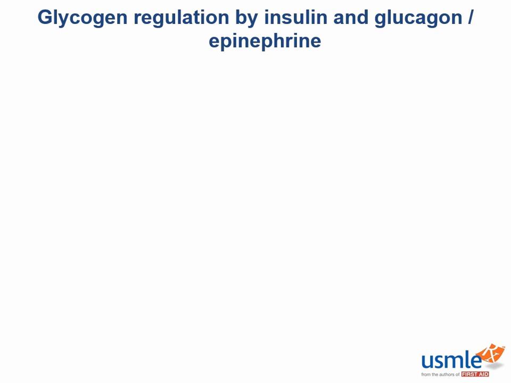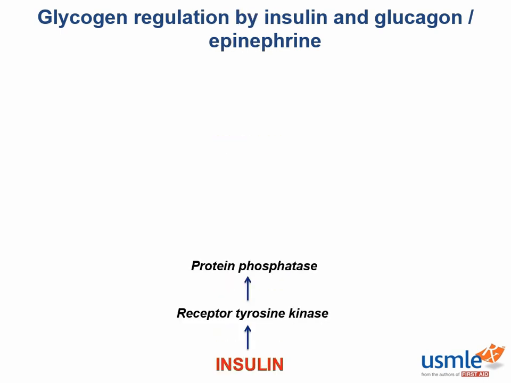Well, when blood sugar levels are high, insulin is secreted from pancreatic beta cells. And insulin here activates a receptor tyrosine kinase, causing dimerization, which sets off an intracellular signaling cascade, which results in the activation of two protein phosphatases. And do you happen to remember what phosphatases do? There you go, they dephosphorylate things.